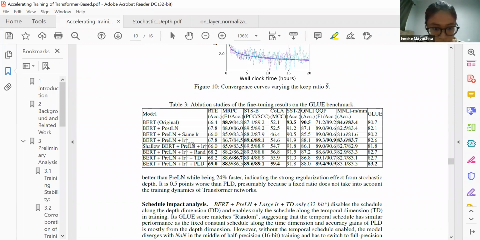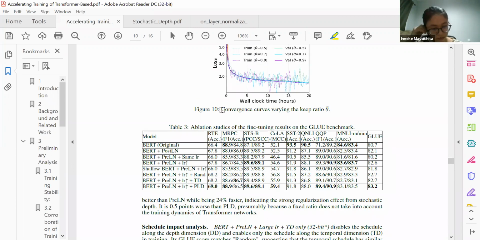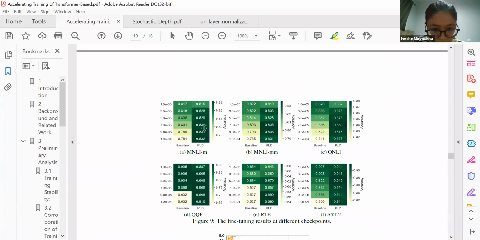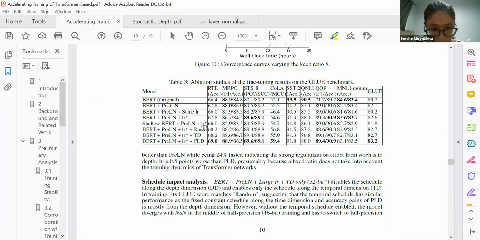Okay, this is a lot of comparisons that they make. The pre-LN with the same learning rate is actually performing worse than BERT with post-LN. But when we use a higher learning rate, the performance is way better, with 0.5%, which actually supports the previous studies about using higher learning rate versus lower learning rate. Yes, the rest of the ablation studies is presented in this table.